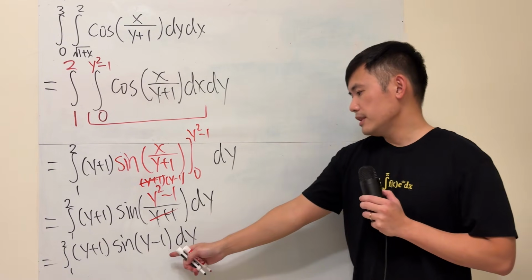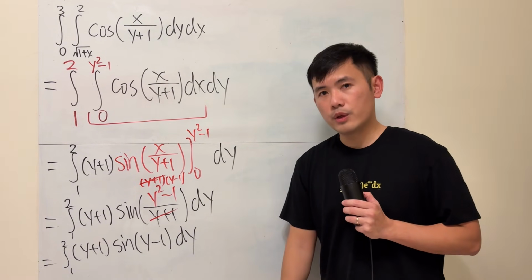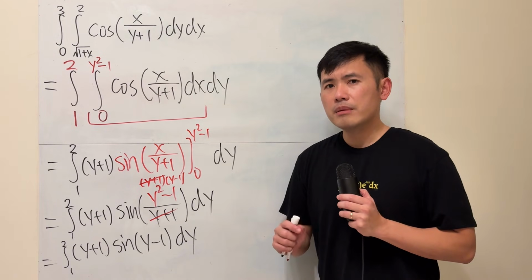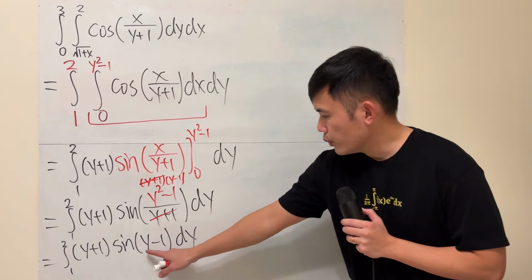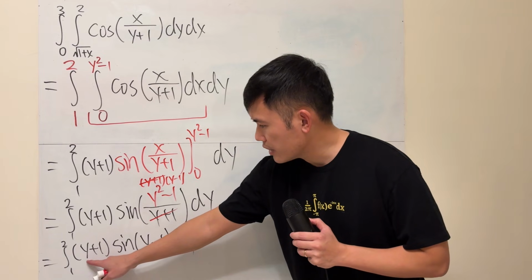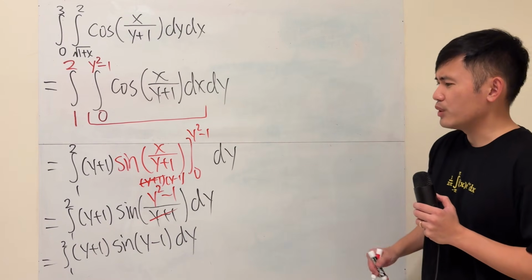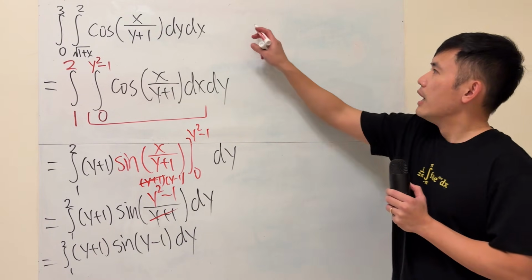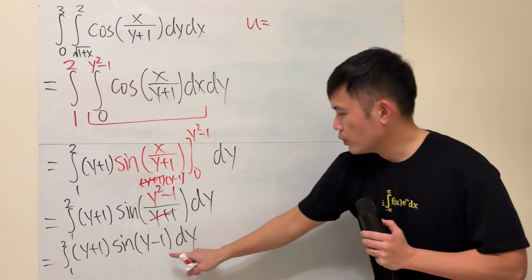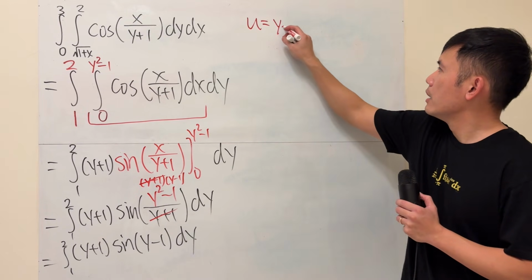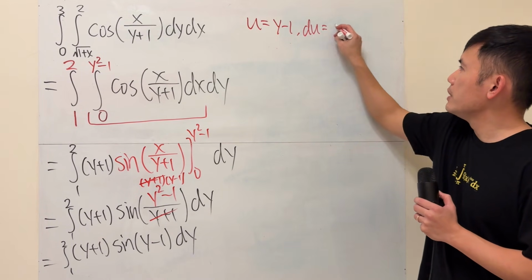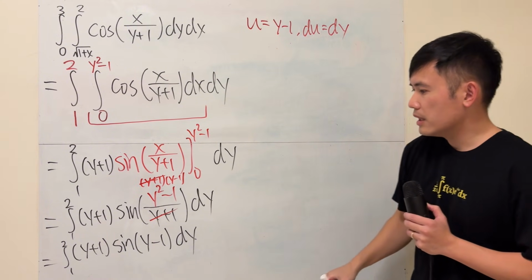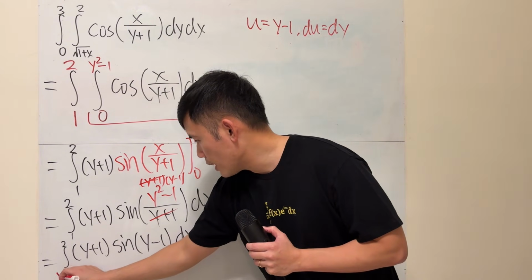Now, the key to do this integral is we will have to use integration by parts. But before that, maybe let's do a u sub, because we have y minus 1 and the outer here is y plus 1. So I think u sub will make it slightly easier. I'm going to put u being y minus 1. And we see du will be the same as dy, which is quite nice.